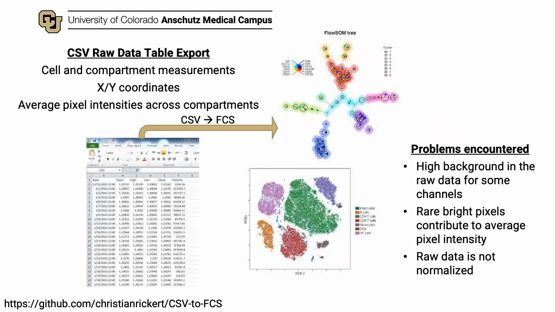Once you finish with the single cell segmentation piece of the data, what is generated is a giant CSV data file that we call the raw data table, and this is exported. This data table contains a bunch of information about the cells: the size and shape of the cells, so various measurements from the cells themselves in different compartments. You get the XY coordinates of each cell and the average pixel intensity of all of the markers across all of the compartments.